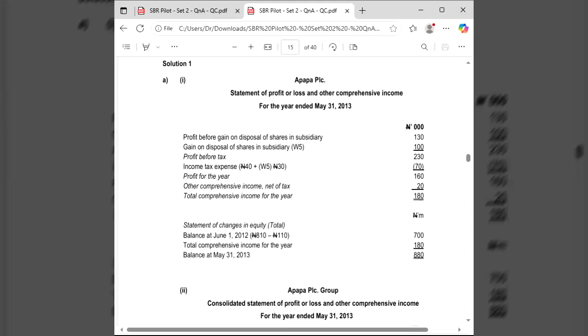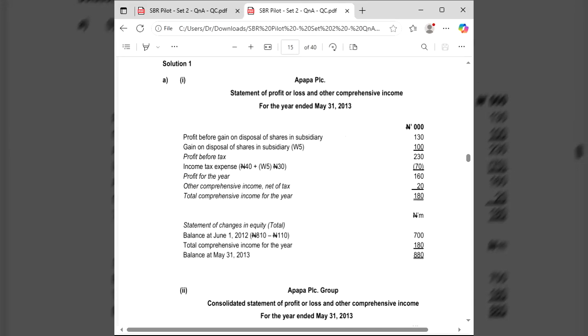So let's quickly go into the statement of profit or loss and other comprehensive income. Like I said, I'm trying to show you my screen so that you can see exactly what I'm talking about in real time. So I will also make sure that I use my mouse so that in case you need to make reference to what we are doing, it will be clear to you.